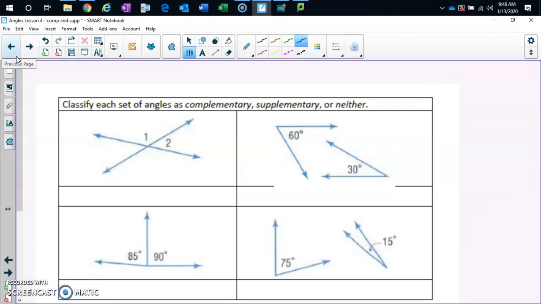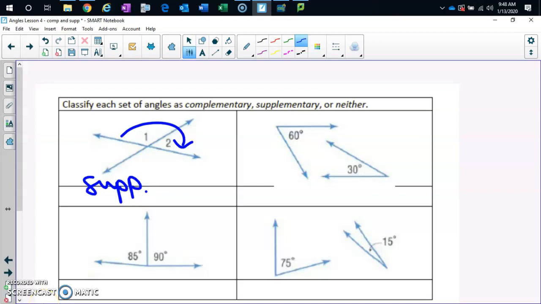Classify each set of angles as complementary, supplementary, or either. So, angle 1 and 2, what are they called? Are they complementary, supplementary, or neither? They are a linear pair. What does a linear pair add up to? So what are they? Supplementary. I'm going to abbreviate.